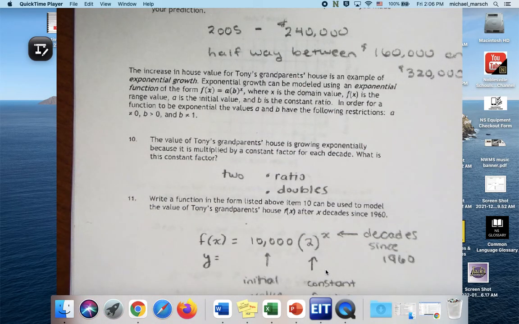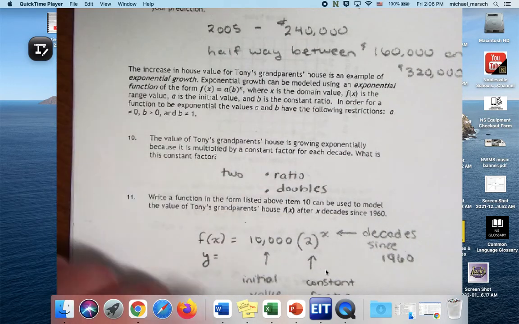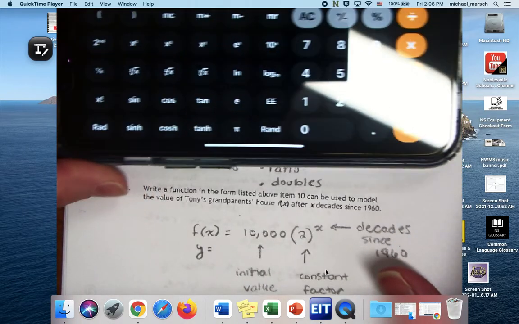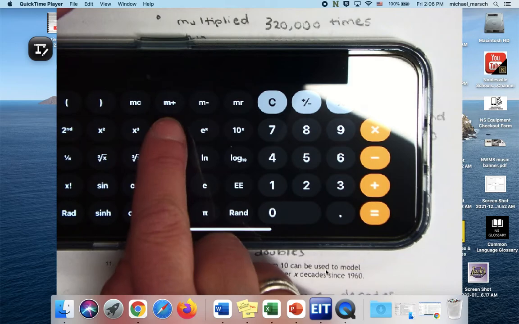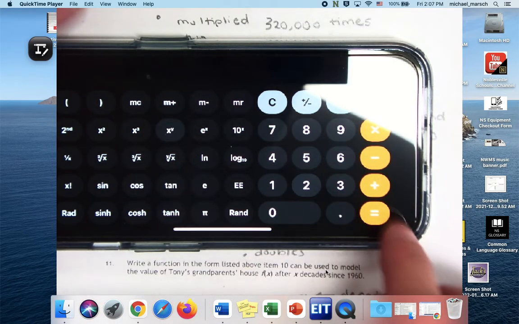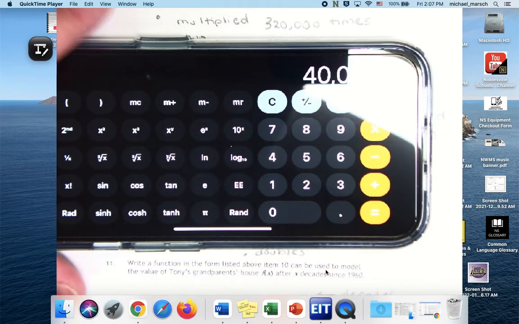If I wanted to know the price in 1980, what's my number going to be here? 2. So this is where you have to do the exponent first. Can you guys even see this? So I'm going to do 2 to the second power times 10,000, and I get 40,000.